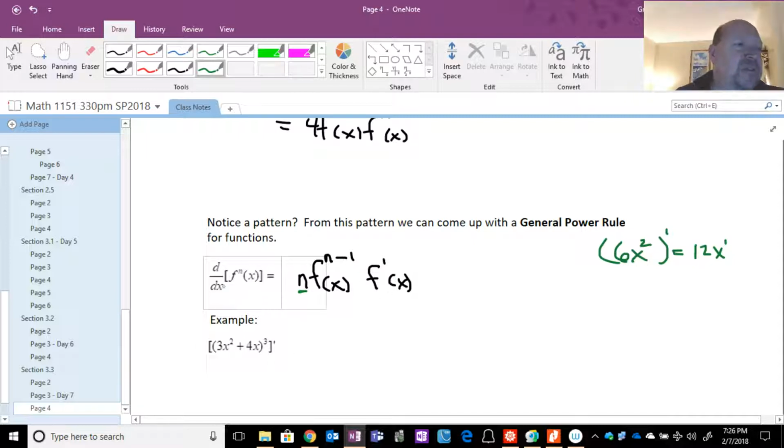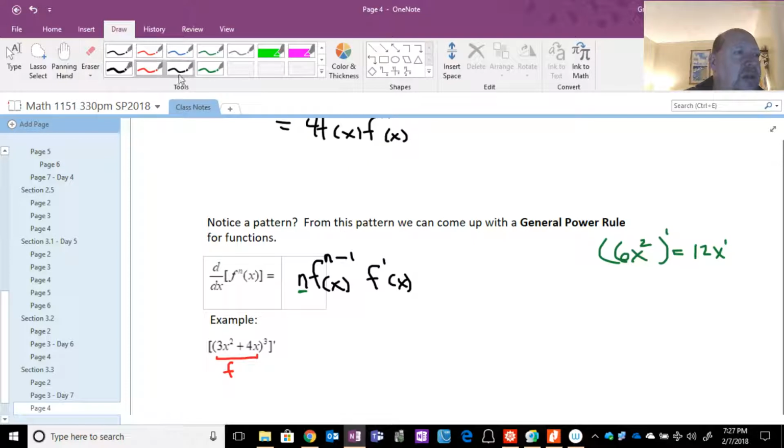So let's see an example of this right down here. We'll just do one real quick. Here we have the function 3x squared plus 4x, and then that is raised to the 3rd power, right? So here is basically our f of x, our f, if you will, and it's raised to the 3rd power. So this applies, except we're doing f of x to the 3rd.